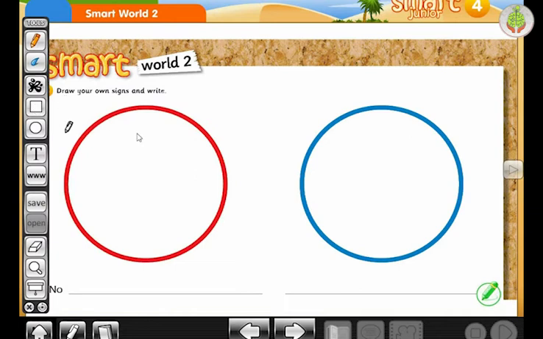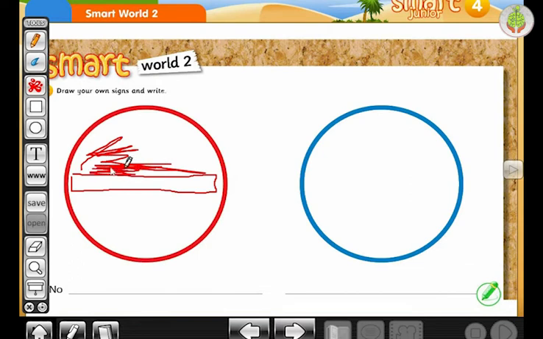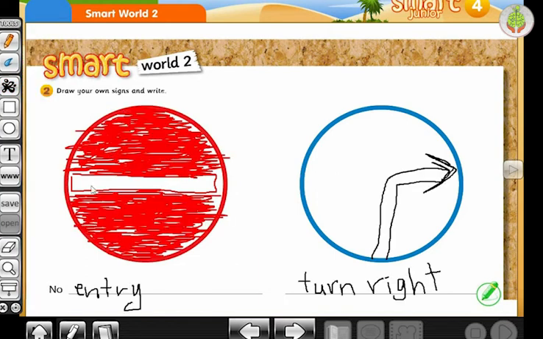Okay, let's try. We need red, right? We need red. Very good. So, first, we're going to draw a rectangle in here. Then we are going to fill this with red color. This is the sign of no entry. Okay, so now we've finished this sign, which means no entry.